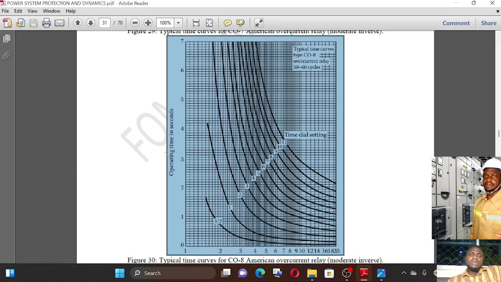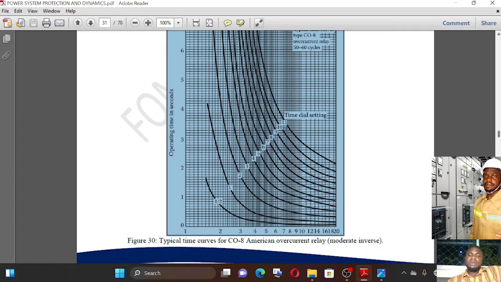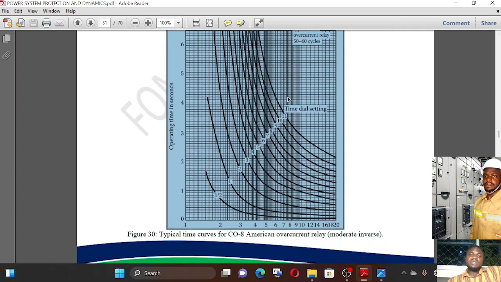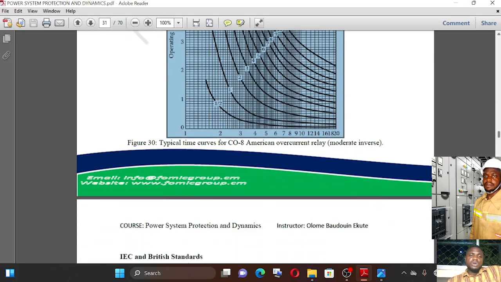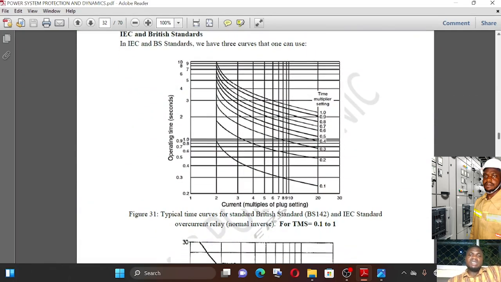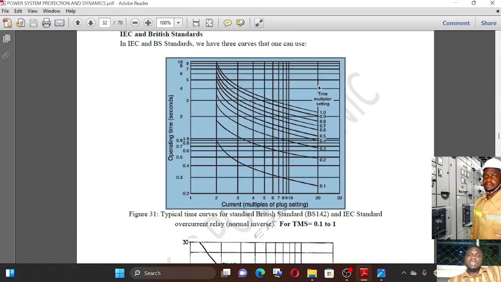Okay, this is that of the CO8 relay. It's still the same characteristics, the same parameters, sorry, but the curves are a little bit different. And so you have also the British standard. Here are the British standard curves. So you see the operating time versus the multiples of plug setting. So the time multiplier setting here, which the American will call a time dial setting, here they are.